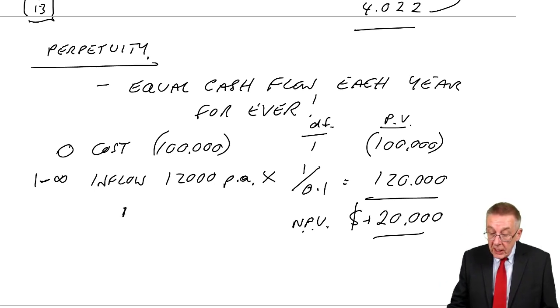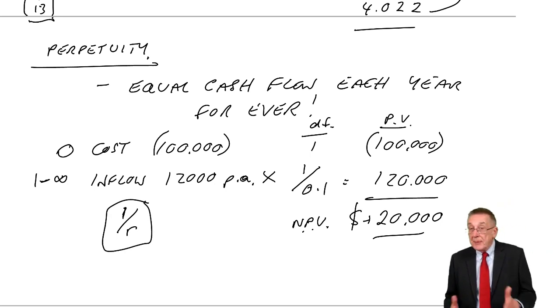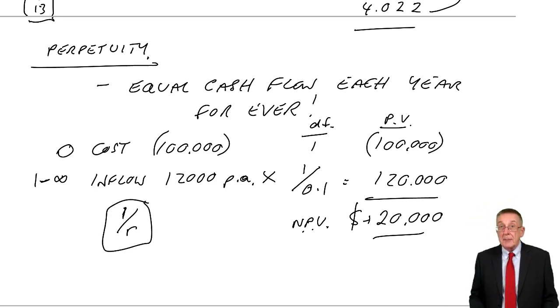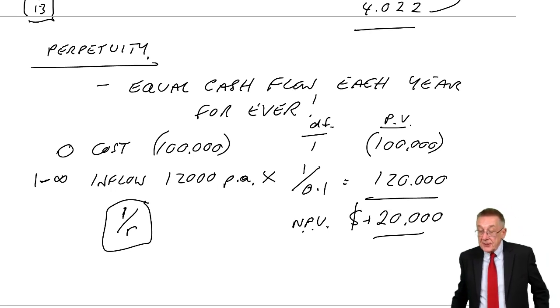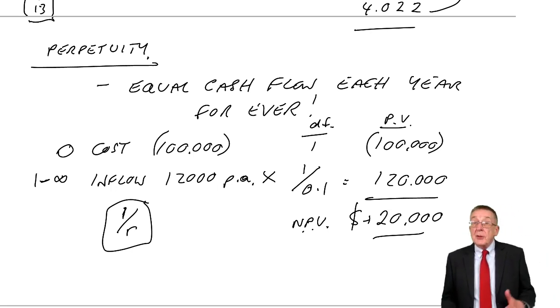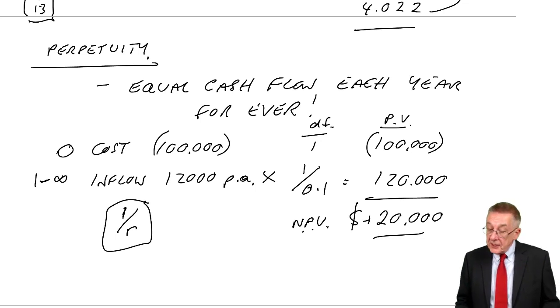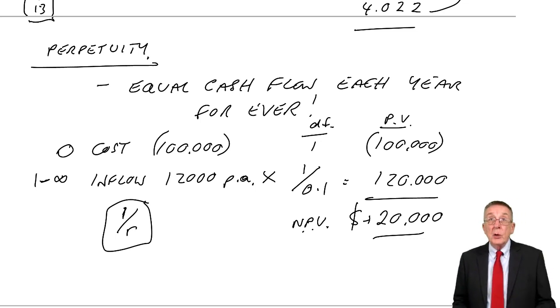So that's the one bit of learning here that you must. I mean, perpetuities actually are rare in the exam. They certainly can be asked. And it's the one place you can't use tables. You must learn that the factor is 1 over R.